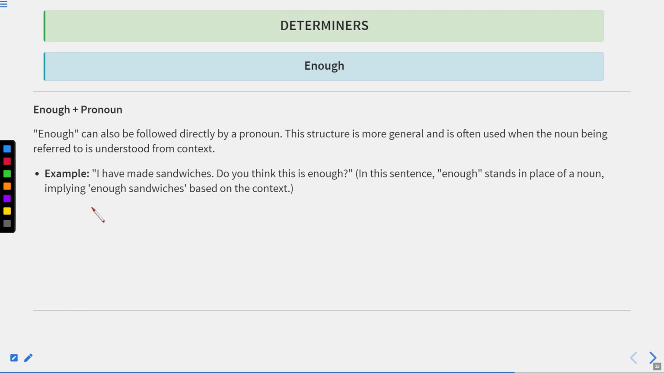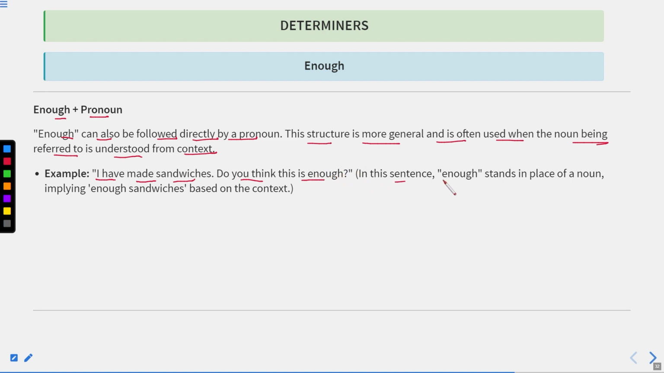Enough plus pronoun. Now, if we have the structure of enough plus pronoun, how is it possible? Enough can also be followed directly by a pronoun. How? This structure is more general and is often used when the noun being referred to is understood from the context. For example, I can say, I have made sandwiches. Do you think this is enough? Okay, so I'm here asking you whether this is enough.